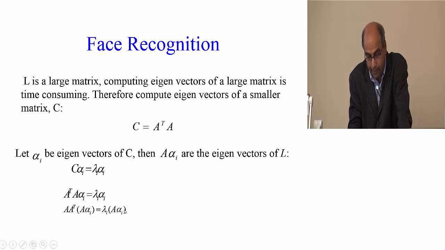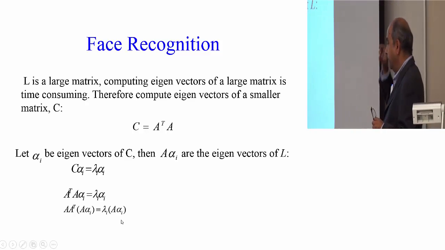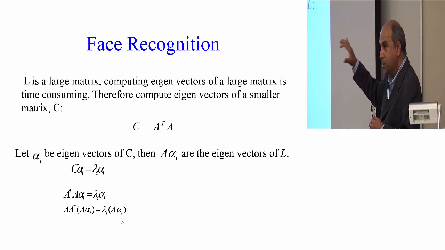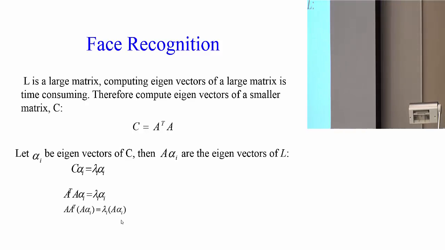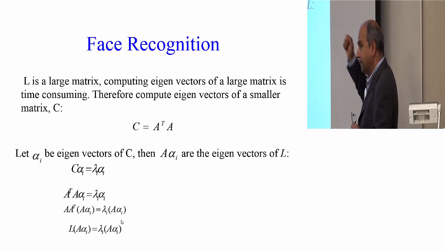So we have A alpha I here. Now as you see, this is A A transpose, which is L, and this is L times A alpha I. A alpha I is some vector, because a matrix multiplied by alpha is a vector, and it is the same vector on both sides. So we have the matrix multiplied by some vector, we get that same vector back, scaled by lambda I. Which means that indeed A alpha I is an eigenvector of L if alpha I is an eigenvector of C.